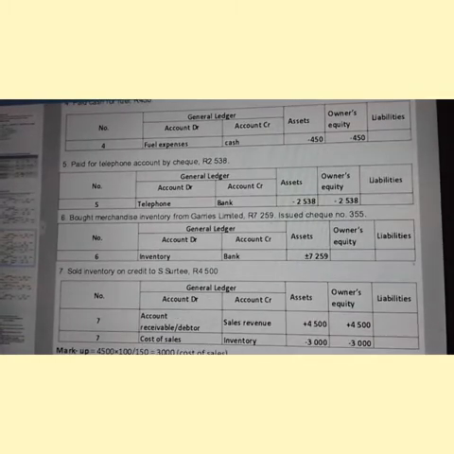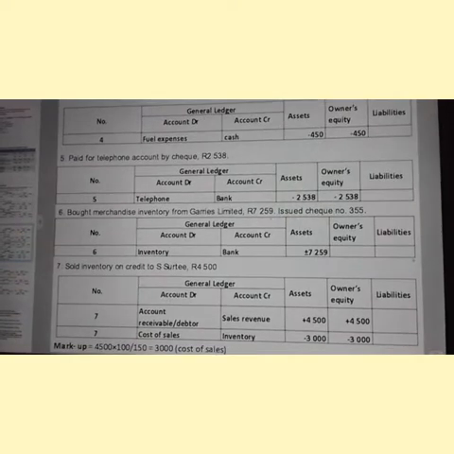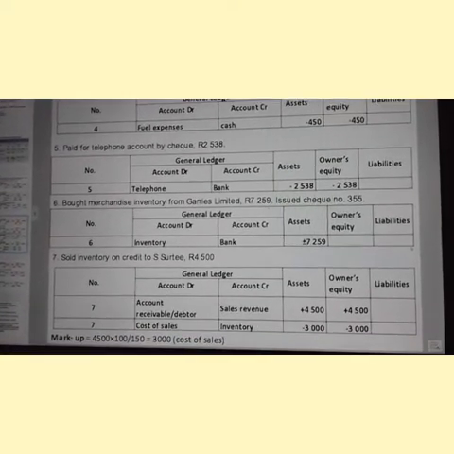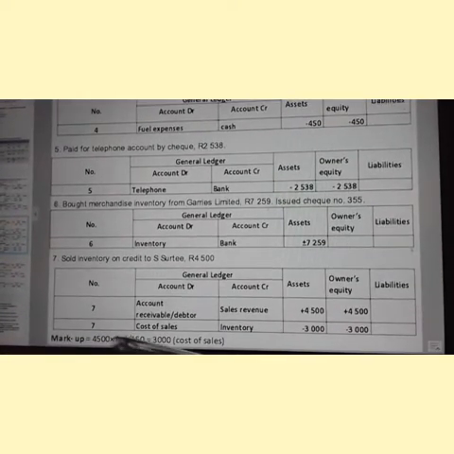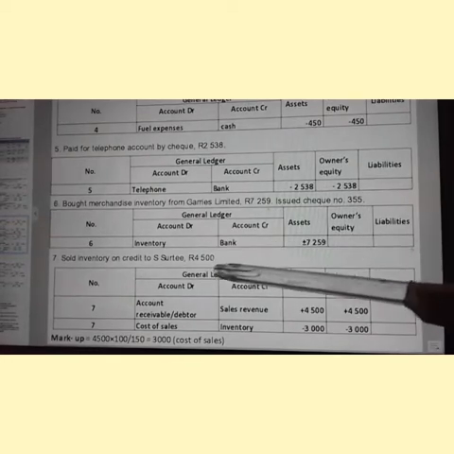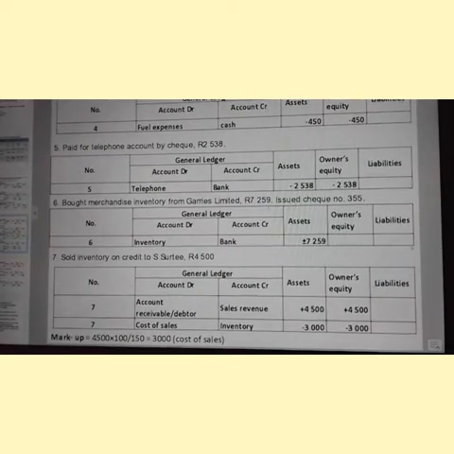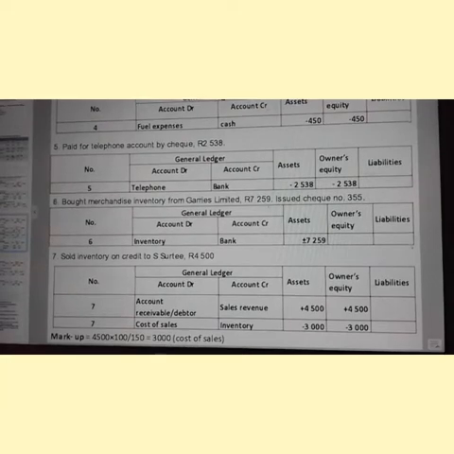And the second part here, we have to calculate the markup. I don't know if you can see this, but we have to calculate the markup. So the amount was 4,500 times 100 divided by 150, and we get 3,000. This is the cost of sale.